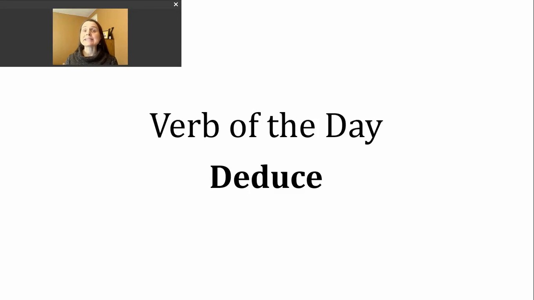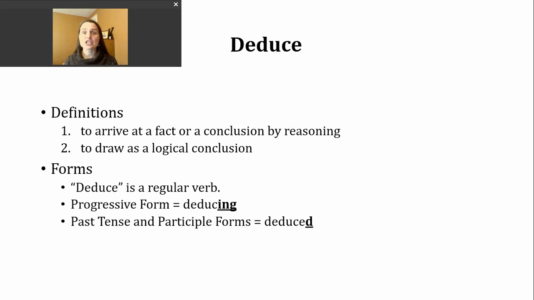Today's verb is deduce. Let's take a look at some of the definitions or ways that we use this verb. The first way you might hear the verb deduce used is to mean to arrive at a fact or a conclusion using reasoning skills. So this action requires for us to think and process information to reach that particular conclusion.